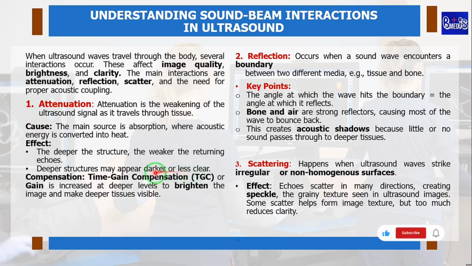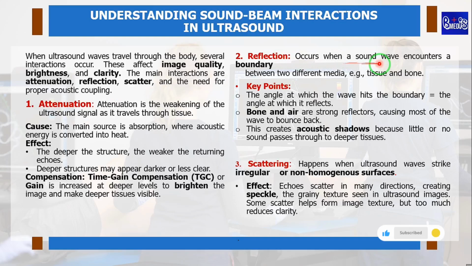One way to compensate for this loss of energy due to thickness of the area of interest is to use the time gain compensator, that is the TGC, which you should have seen in the previous lecture, or the gain. In this situation, the TGC or gain is increased at deeper levels to brighten the image and make deeper tissues visible. So that's under attenuation. Then the next interaction we look at is reflection.